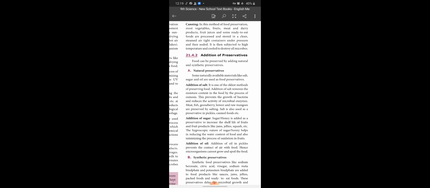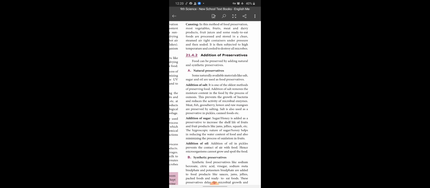In the canning method, most vegetables, fruits, meat and dairy products, fruit juices and some ready to eat foodstuffs are processed first and stored in clean steamed airtight containers under pressure and then sealed. It is then subjected to high temperature and cooled to destroy all microbes. So these are the various methods for food preservation.